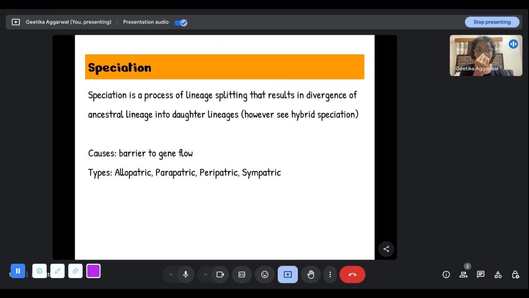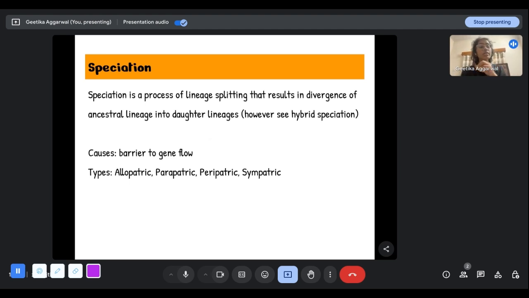Moving on to speciation. What is speciation? Speciation, as the term suggests, is a process in which a lineage splits and results in two daughter lineages, in which there is one ancestral lineage and it splits and results in the formation of two daughter lineages.